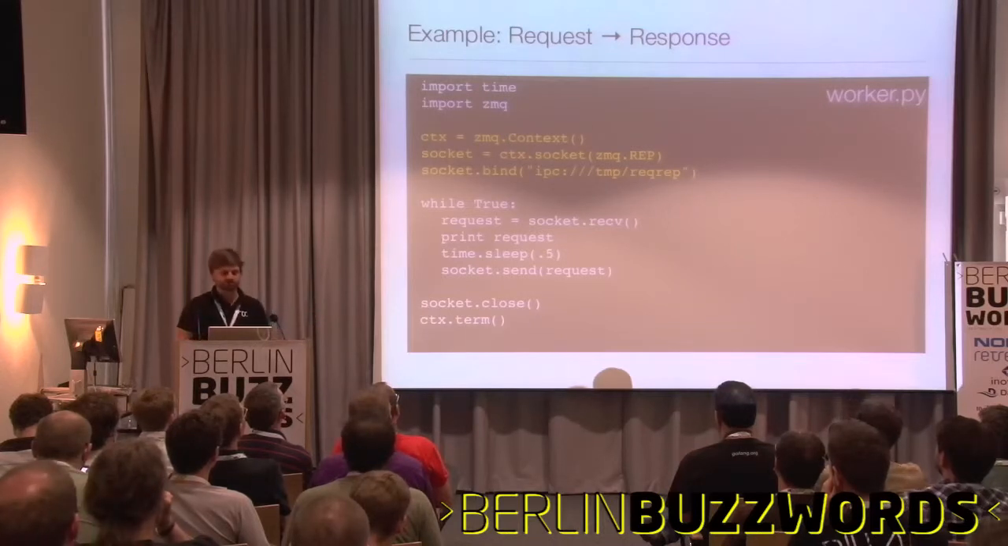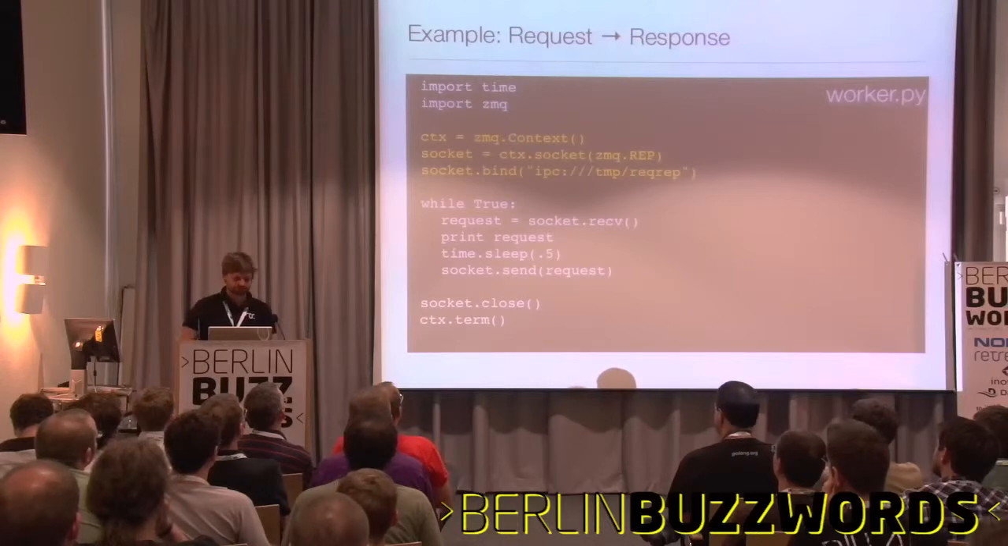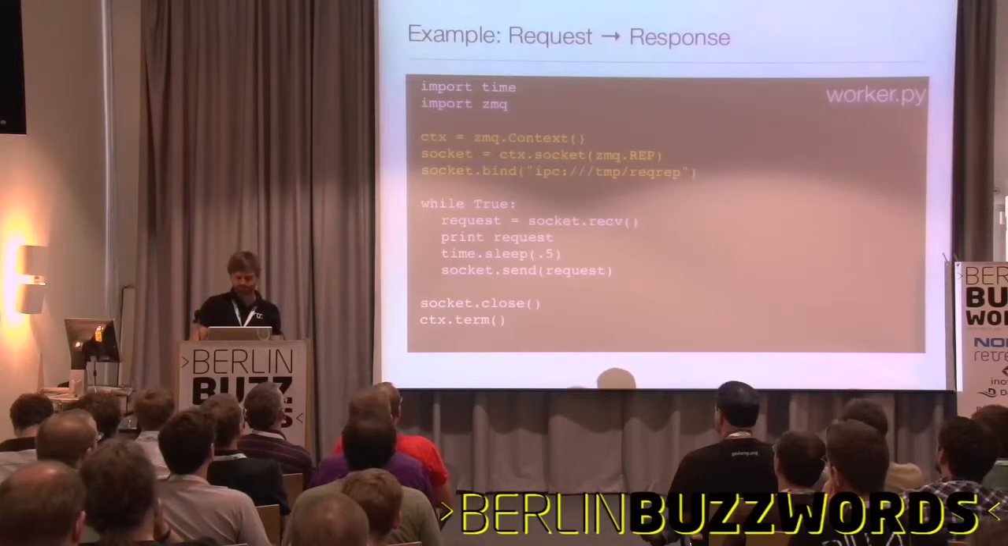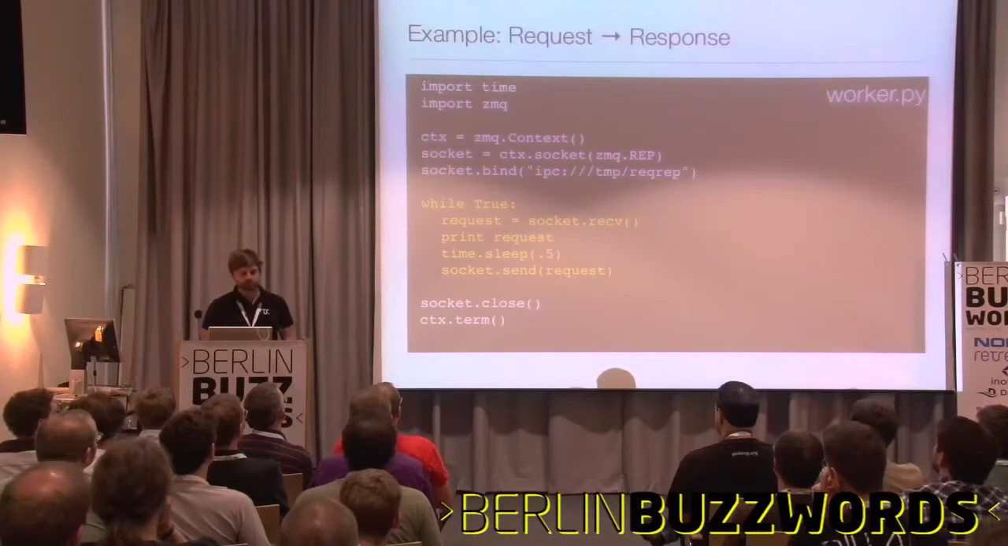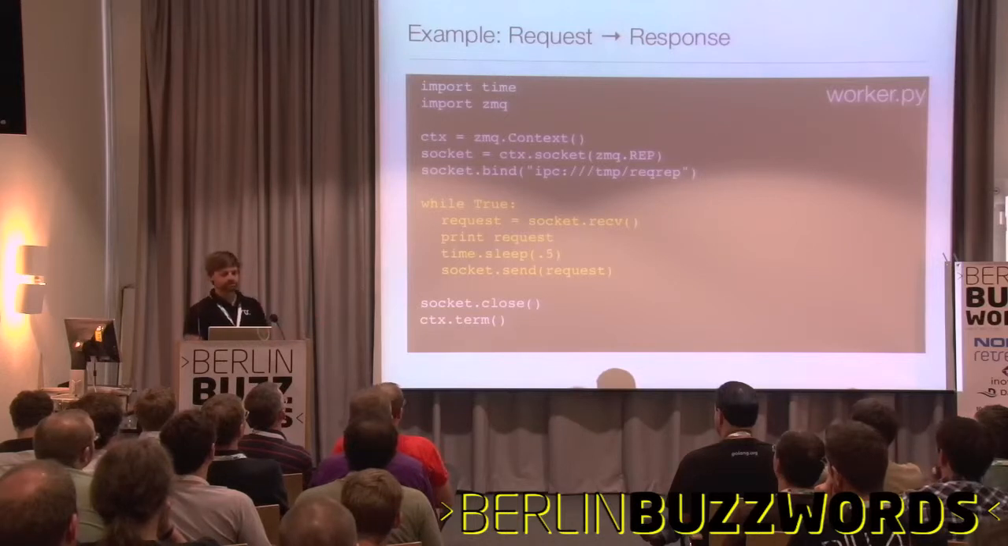ZeroMQ itself has several transports available. The IPC transport is, on Unix systems, a named pipe, or a Unix socket. There's no Windows support for this right now, but they are developing it. So we bind the socket to this Unix socket in this case. The real work is this never-ending loop where we simply receive from the socket. In this case, the receive method is blocking. So until a message is available, this code is doing nothing. Then we simply print the request, wait for half a second and send the request back to the client, which is coming now.